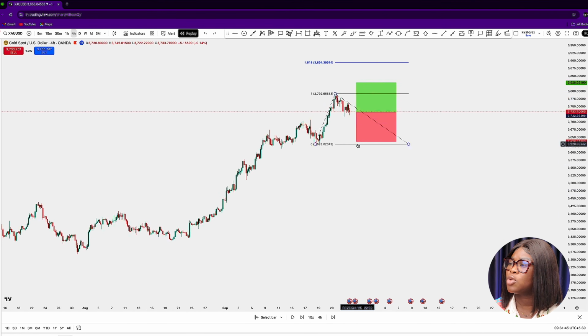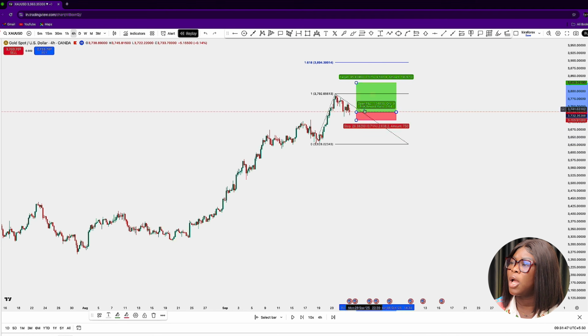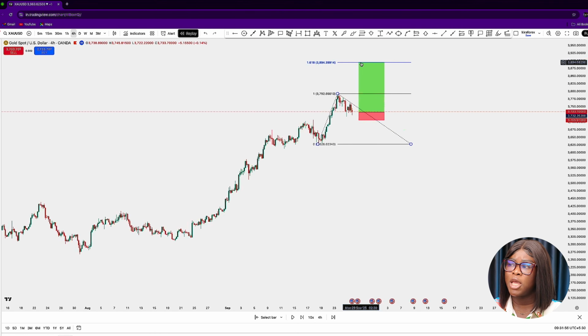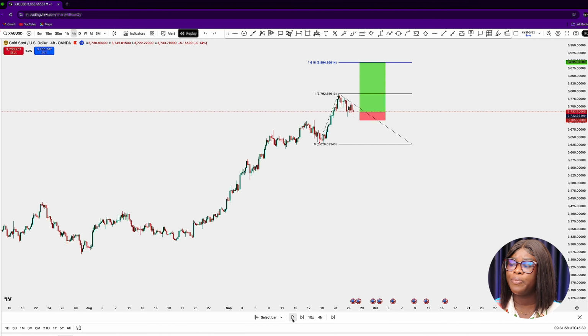When we enter from this zone, our stop loss a little below, our take profit to be here. Like I said, most of us are day traders, so our first take profit should be here before we think of any other number. All right, so let's look at the behavior of price after that.